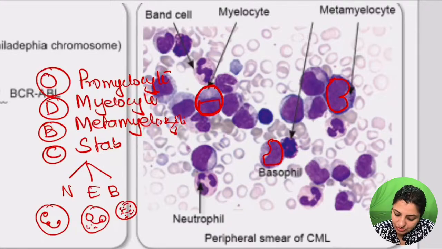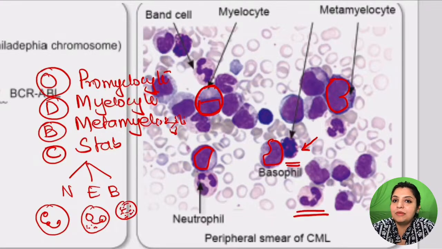Just near this B-shaped cell, can you see the cell with coarse granules that you can't even make out the granules? That is a basophil here. Apart from that, again you can see a D-shaped cell here. This is a myelocyte. So you can see all the types of cell, and can you see this is a neutrophil? So there will be neutrophilia, eosinophilia, basophilia, and shift to left. All these cells are there.